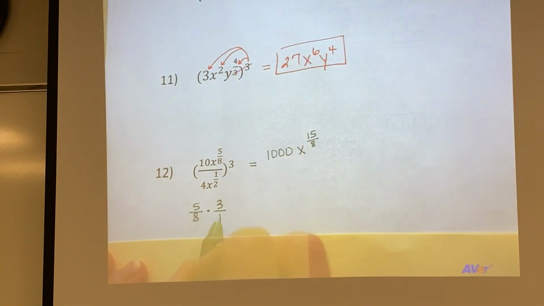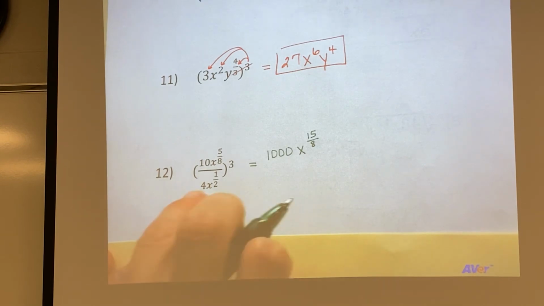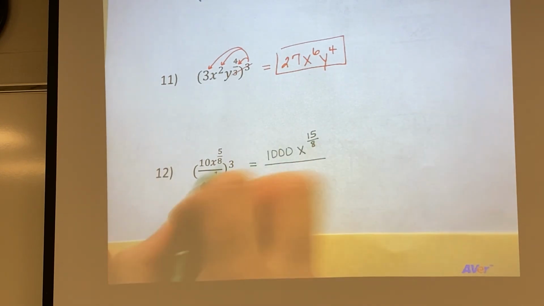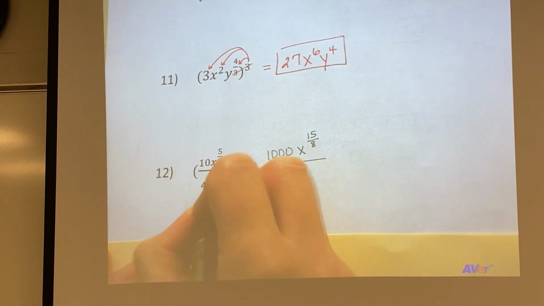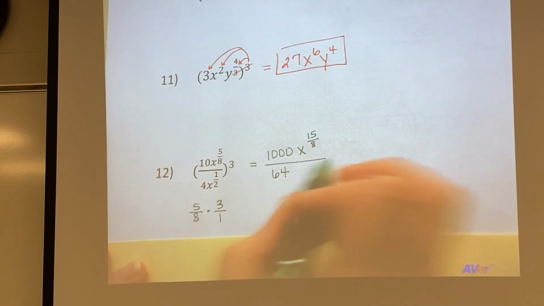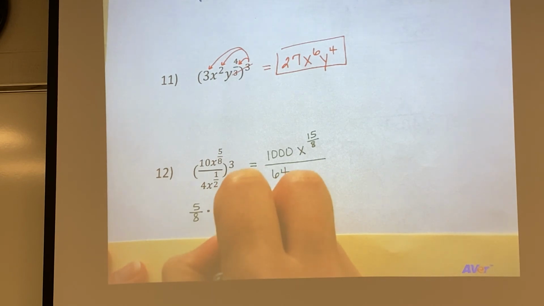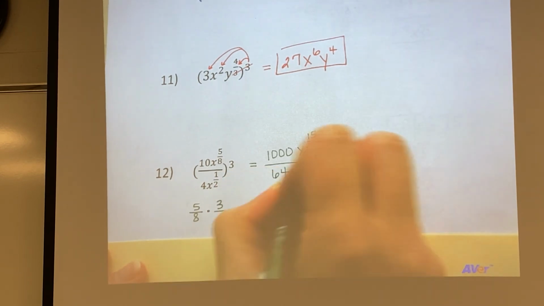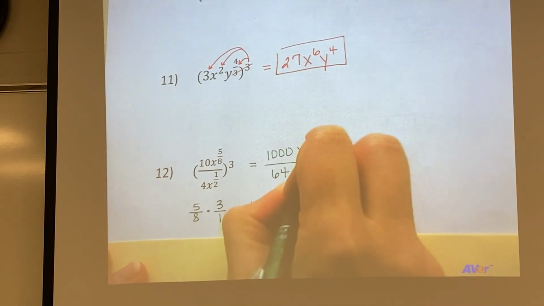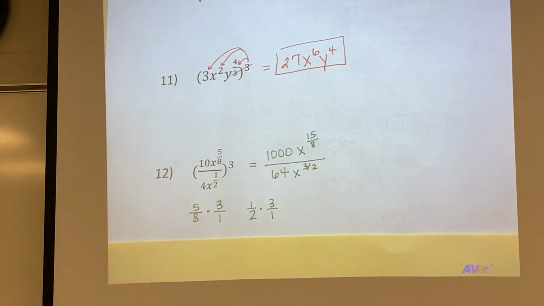All right, so same thing down below. We're going to take 4 to the 3rd, which is 64. And then x to the 1/2 to the 3rd. So again, we have 1/2 times 3/1. That ends up with x to the 3/2. Okay, so we've brought all of that stuff inside our parentheses, but we're not done simplifying yet. We have more than one thing we need to simplify.